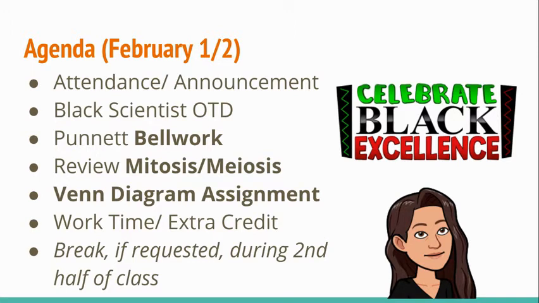So today I want to start with a Punnett Bell work so that we are staying on top of our knowledge of Punnett squares, genotypes, phenotypes, all that fun stuff. I have a few slides where I want to review mitosis and meiosis. So we learned about both of those last week. Then I want to end with a Venn diagram assignment about mitosis and meiosis.